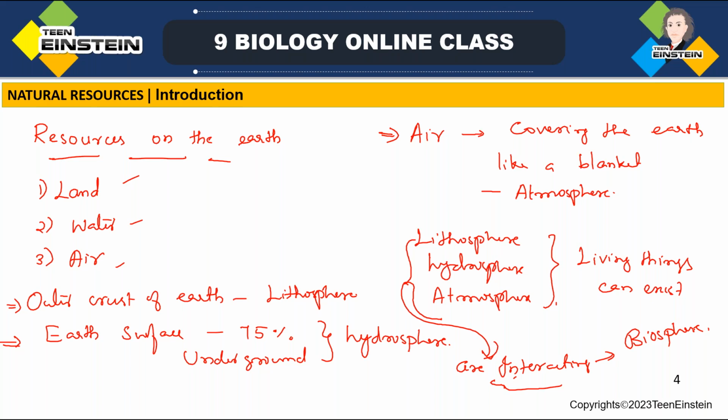With the presence of the lithosphere, hydrosphere, and atmosphere, life can exist. If these three things are present, the chances are higher that living things can exist there. When these three are interacting and making living things possible, giving them a chance to exist in that condition, that is called the biosphere.